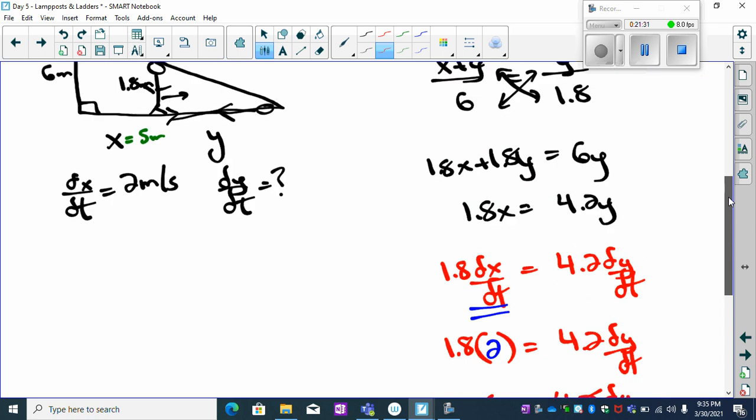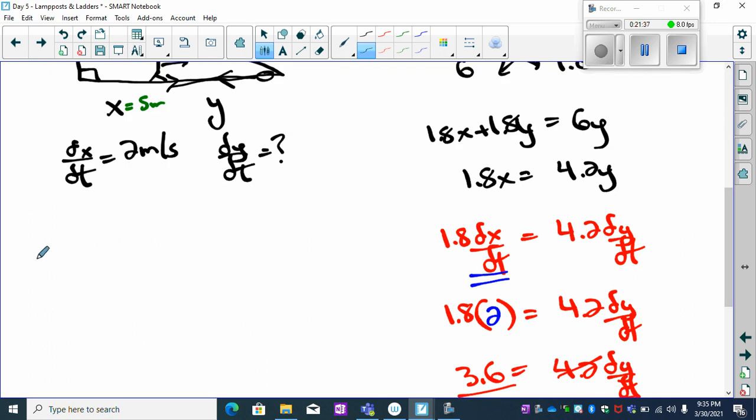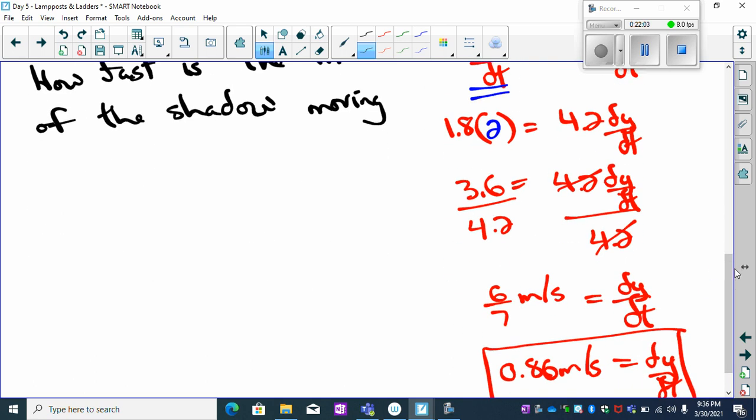Sometimes they ask you a little follow-up question. It says, how fast is the tip of the shadow moving? In that case, you have to add these 2 things together.